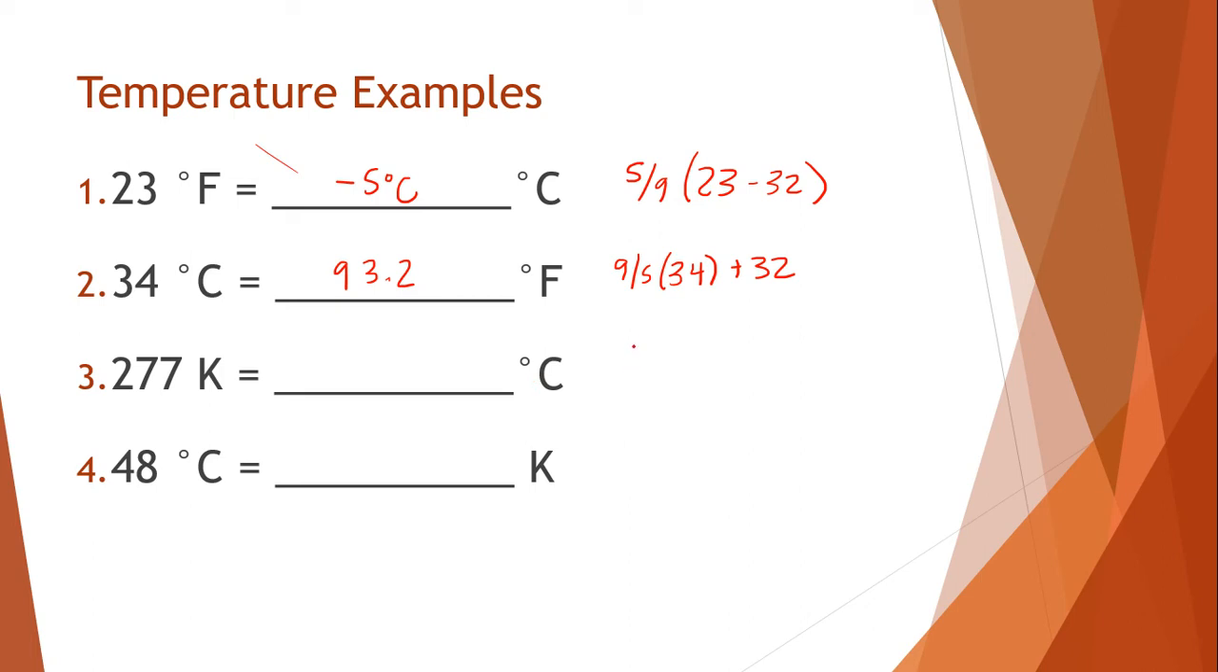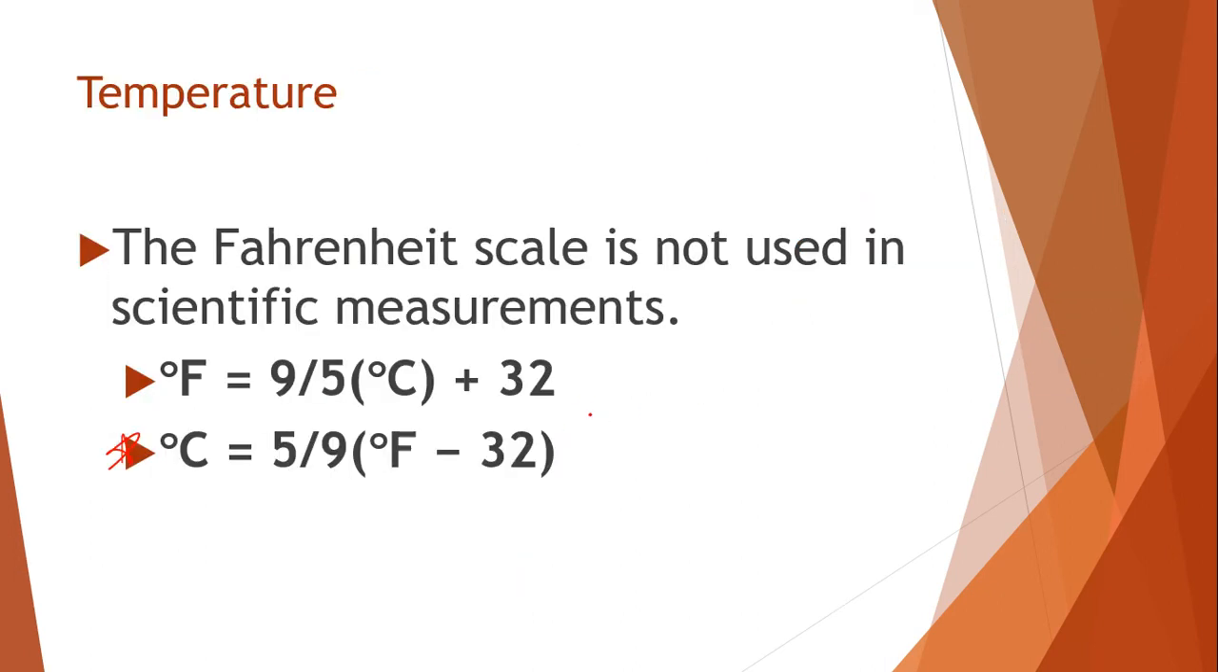For Kelvin and Celsius, you should just be able to plug those in as well. So 277 minus 273.15, that's going to be 3.85 degrees Celsius. And on this one, we should be able to do 273.15 minus 48, and that gives you 321.15 Kelvin. Now, please note that these equations were on the last couple slides. Most of you are in pre-calc or calculus, so these should be recognizable and easily plugged in.